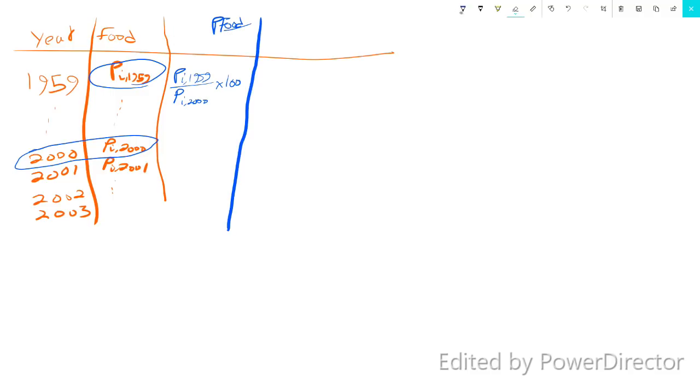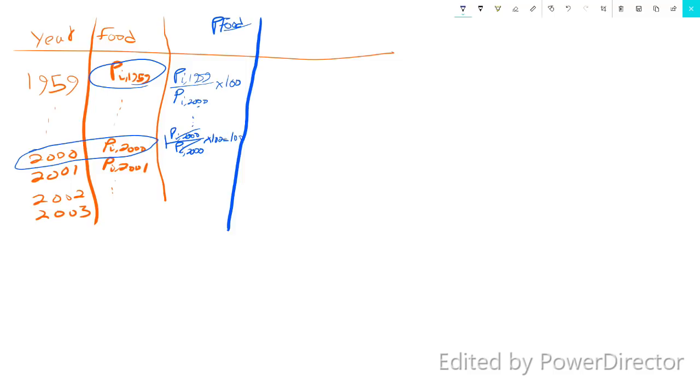We're going to do the same thing for each and every point in time. And when we reach 2000, what do you think? It's going to be PI in year 2000 divided by PI in year 2000 times 100, right? So obviously these cancel out, and this becomes equal to 1. So 1 times 100 is going to be equal to 100, right?